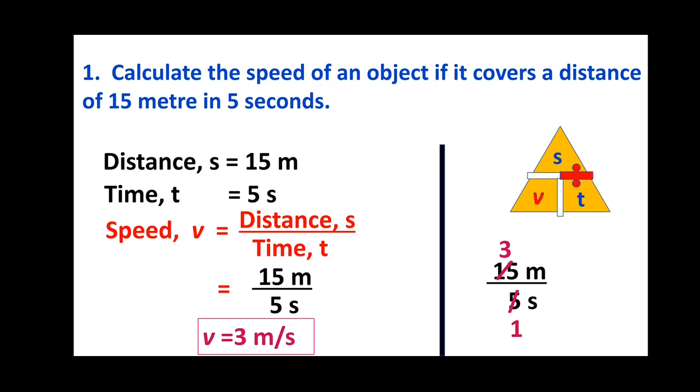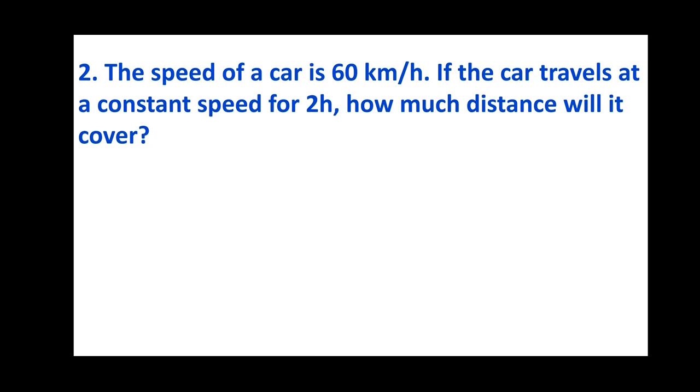Now let us move to the second question. That is, the speed of a car is 60 km per hour. If the car travels at a constant speed for 2 hours, how much distance will it cover? In the question, speed and time is given. We have to find the distance covered.